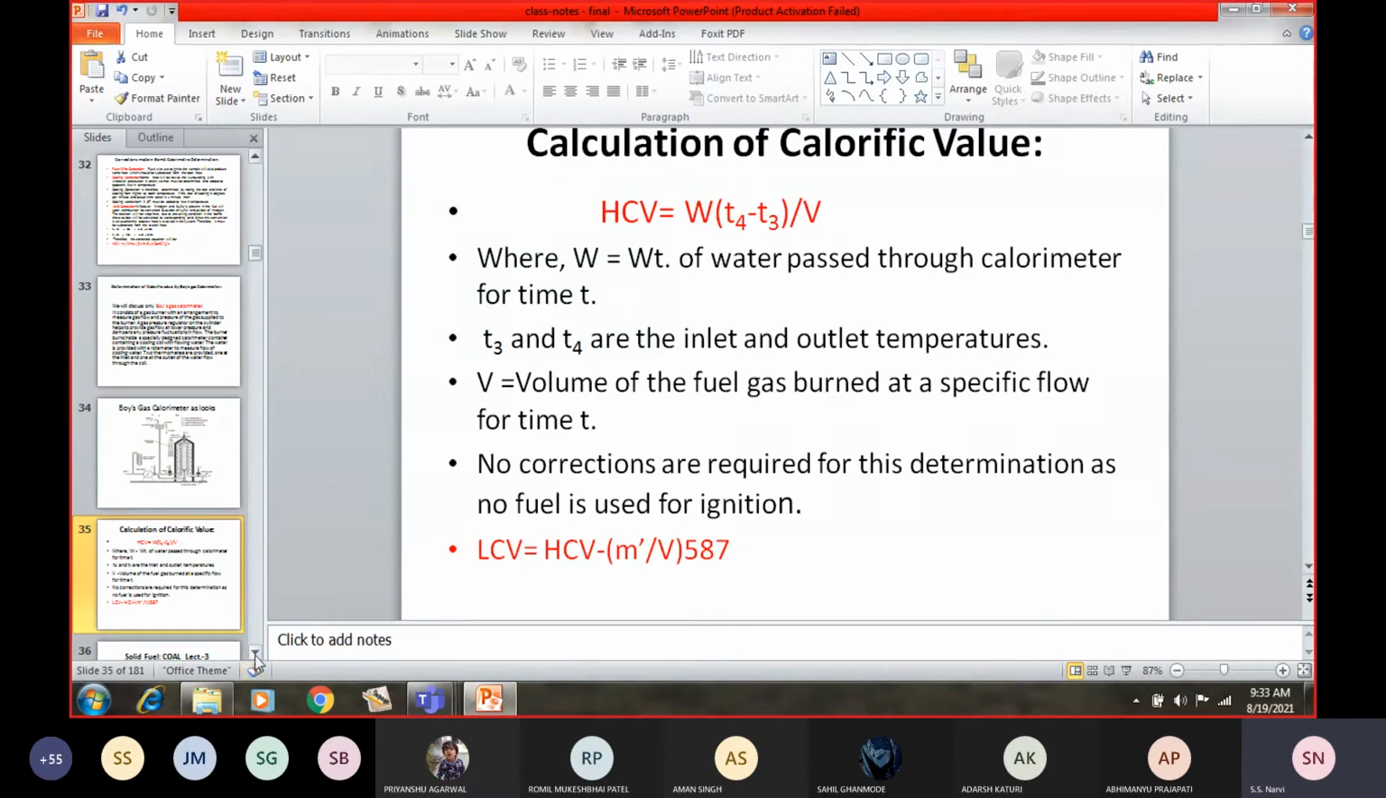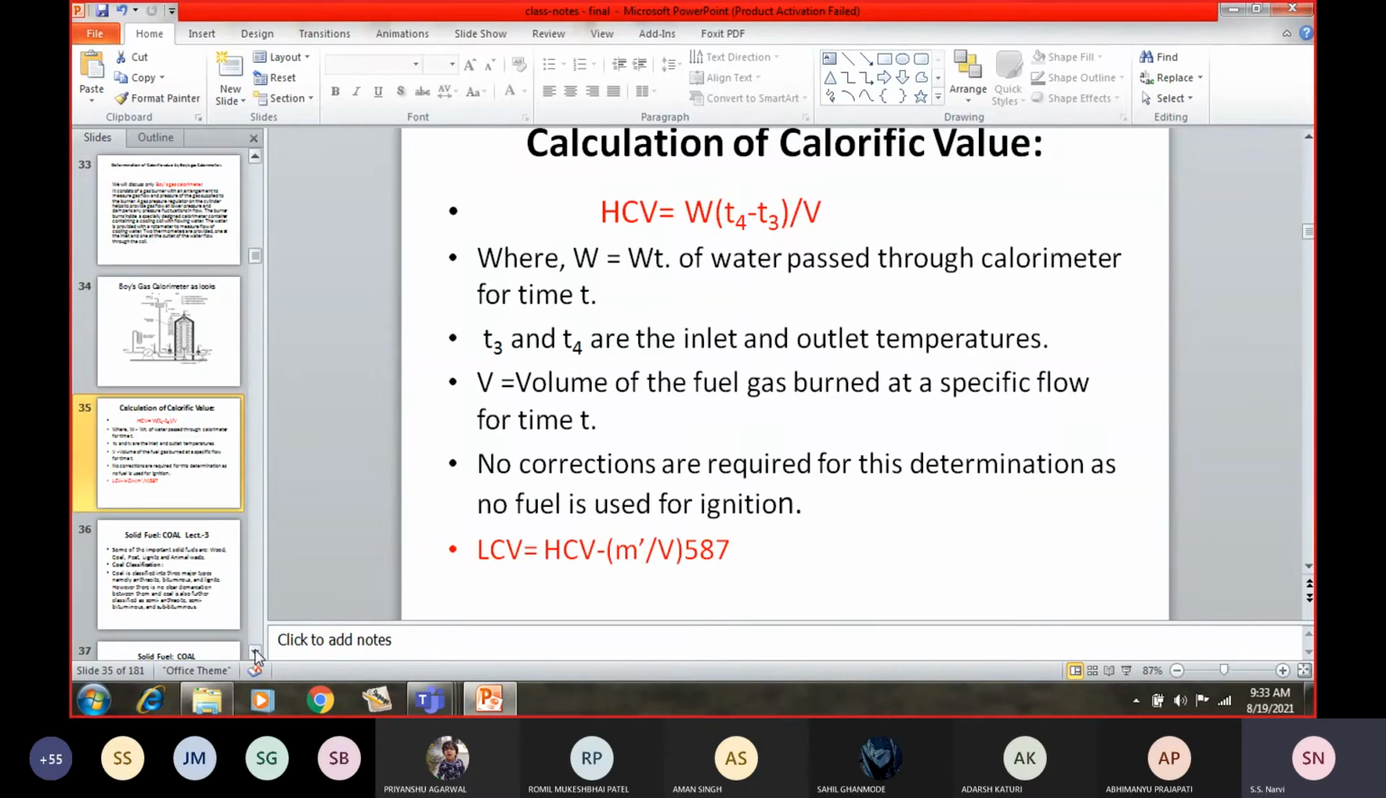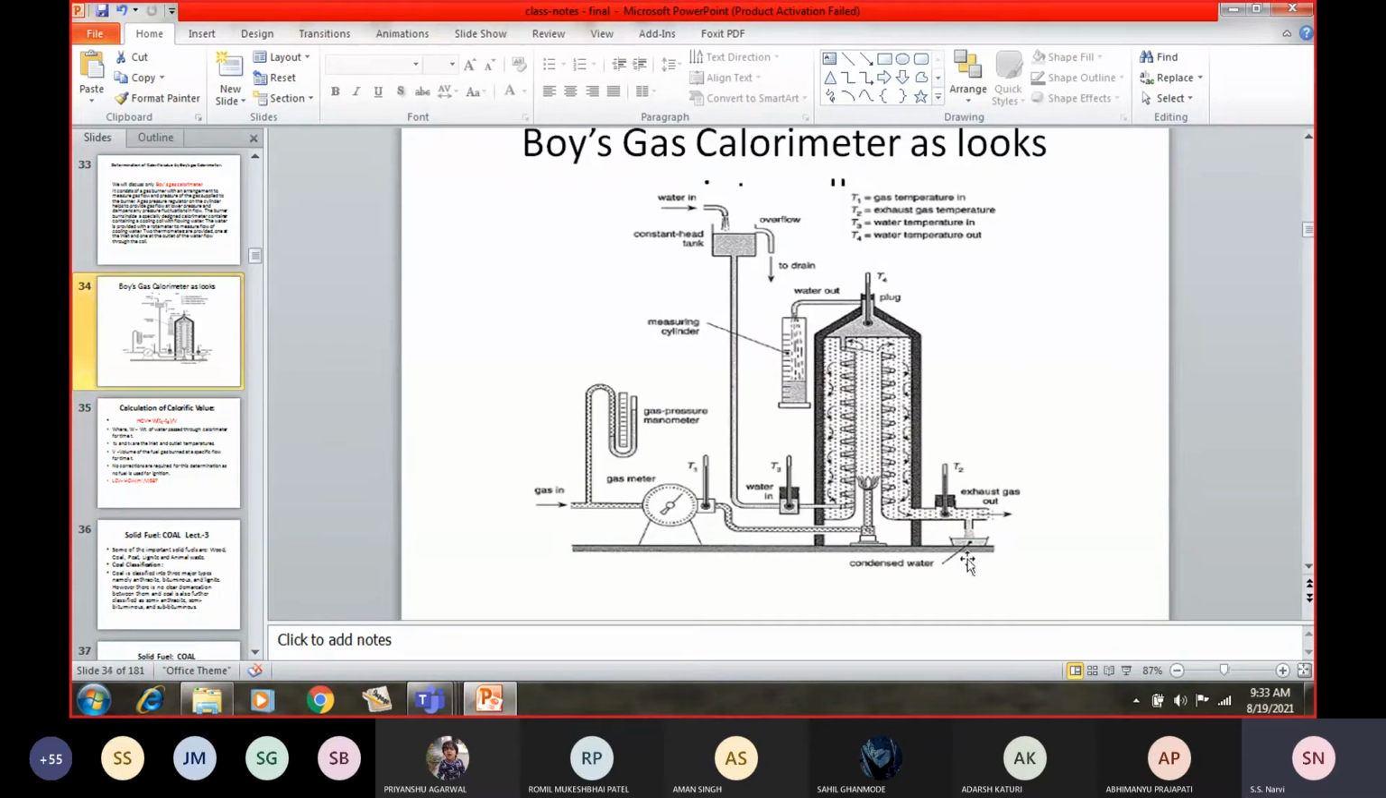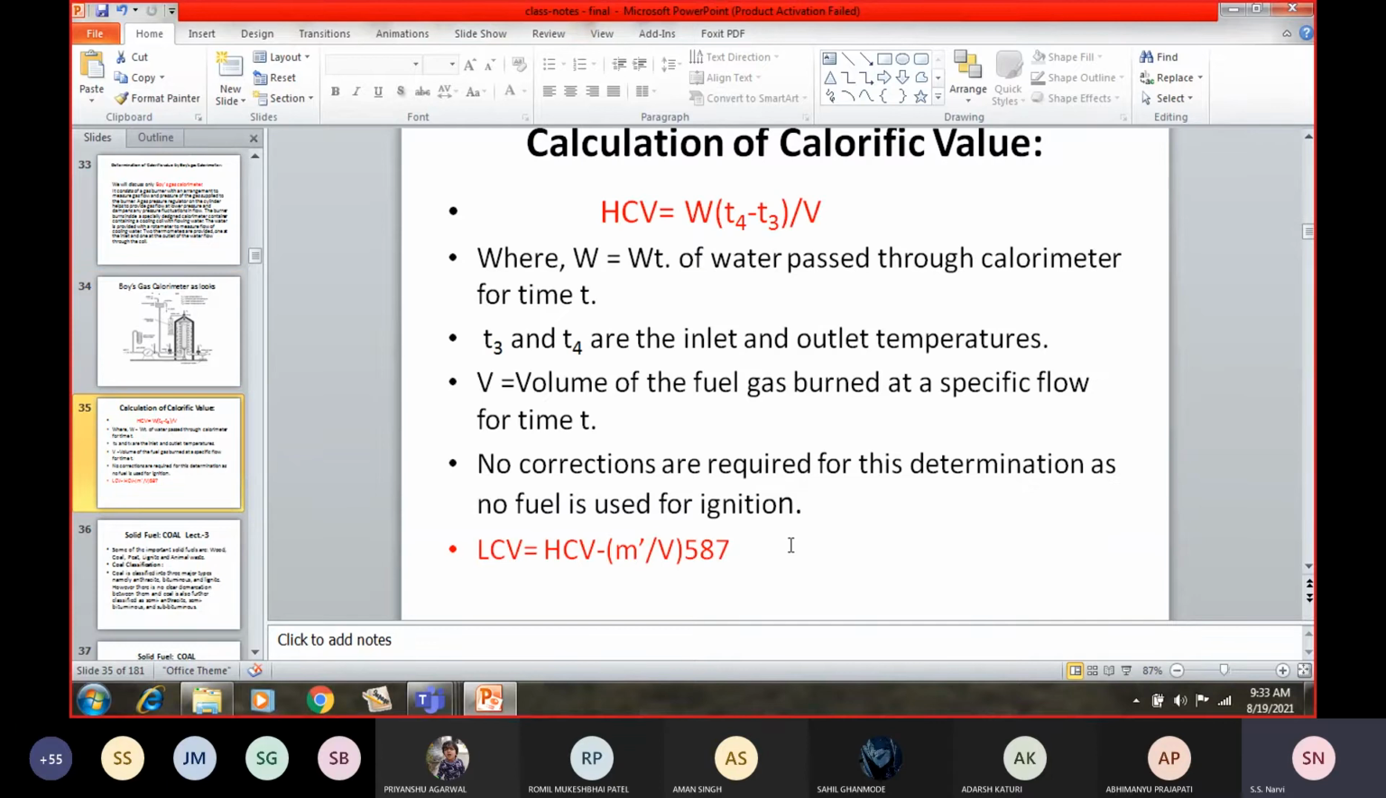So now, is there any question about it? From this setup, you will be able to know the HCV first and then LCV simultaneously by knowing the mass of water which has been condensed, isn't it? This water condensed, and therefore LCV can be easily determined.